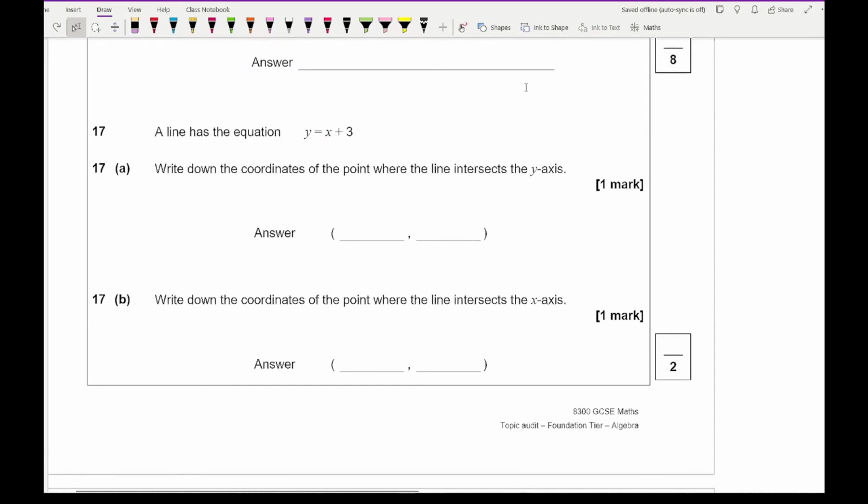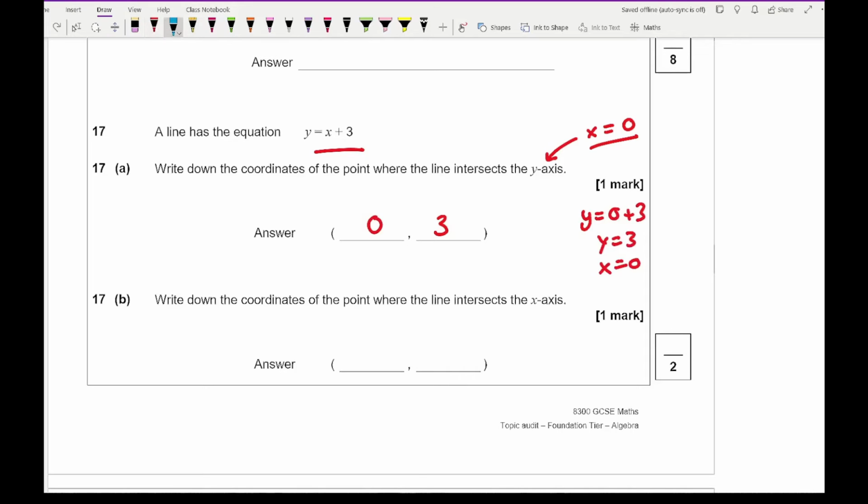Moving on to question 17, it says that a line has the equation of y equals x plus 3. Write down the coordinates of the point where the line intersects the y-axis. Now where it intersects the y-axis, that's when x equals 0. So if I substitute x equals 0 into this, I end up with y equals 0 plus 3, which is 3. So y equals 3, and x equals 0, so the coordinate then is 0, 3.